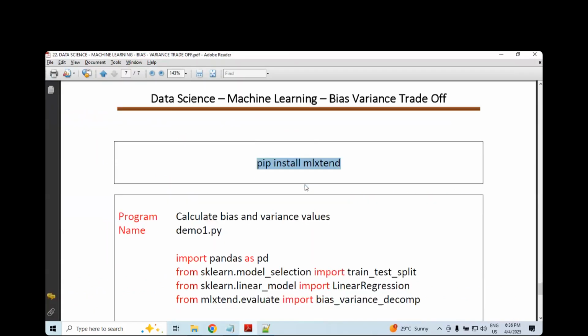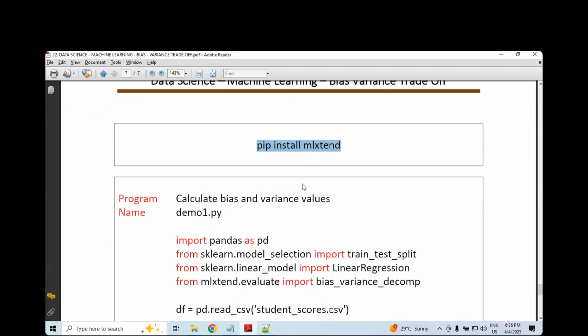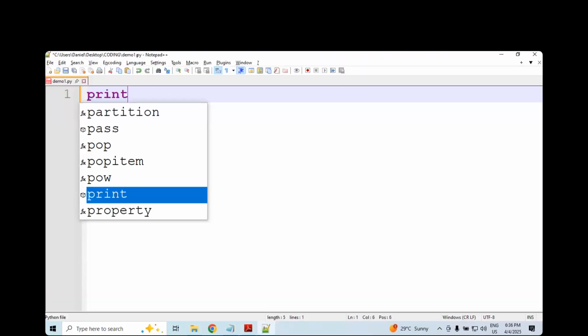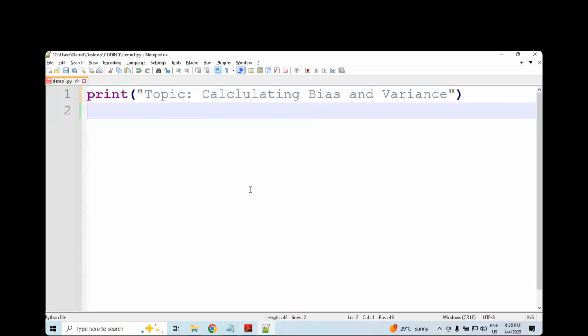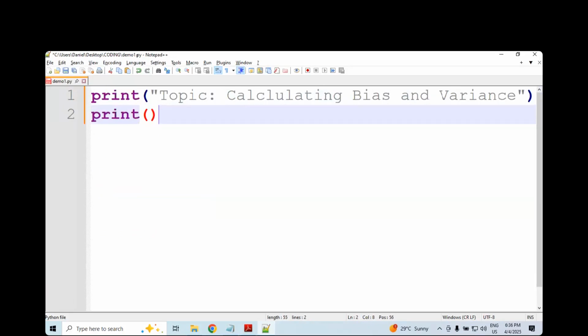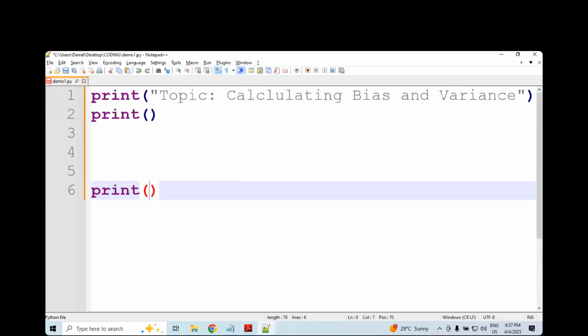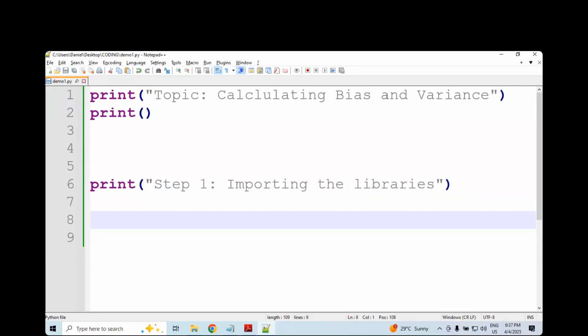Did I install this? Yeah, Daniel, we have installed. Go back and let us implement this. Chitra, step number 1, importing libraries. Sorry. Let us keep all these. We know these are all.